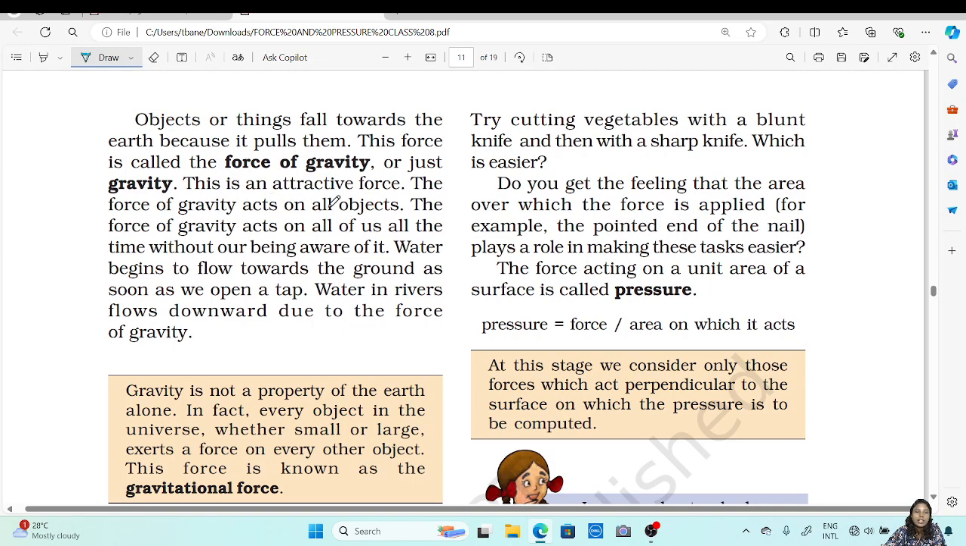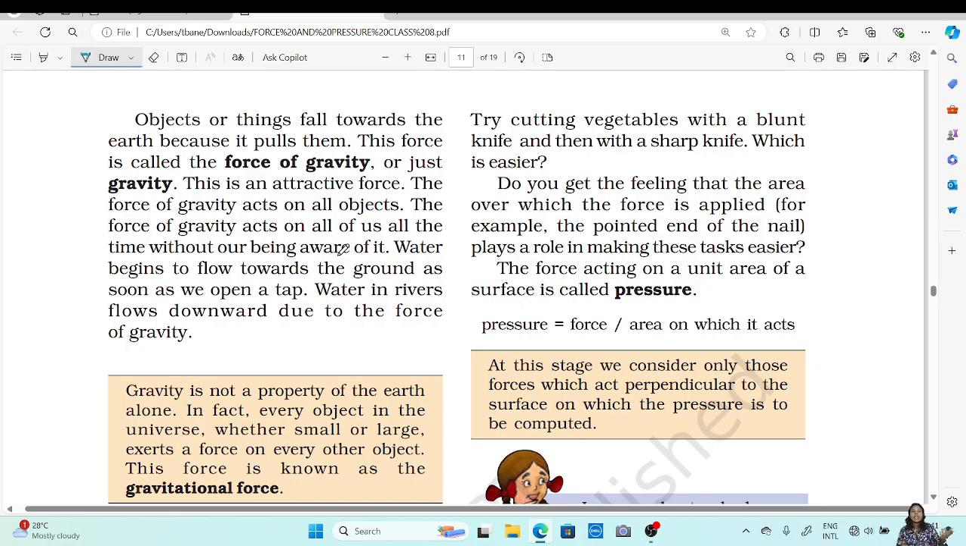The force of gravity acts on all objects. The force of gravity acts on all of us all the time without our being aware of it. See, now what does this mean? Now I'm sitting on this chair or this laptop is placed on a table. If there was no gravity, would this laptop still be resting on this table? No, because there is some kind of attraction, everything remains on the ground. If there was no gravity or no attraction, everything would be floating around because there is no attraction between the ground and the objects that are present.